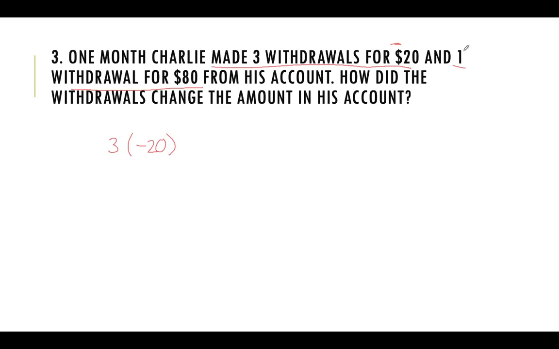However, that's not all he did. He made 1 withdrawal for $80, so I need to add that additional withdrawal he made, which is another negative $80. Notice I'm using that negative to show that withdrawal. So now if we think about our order of operations, we have to multiply first. So I'm going to draw that tic-tac-toe board, putting my positives down the center, filling everything else in with negatives. I have a positive times a negative, so I'm going to get a negative. 3 times 20 is 60. I'm going to bring down my plus negative 80.